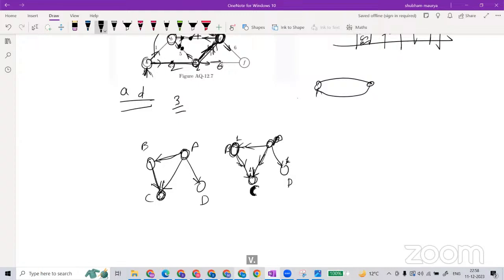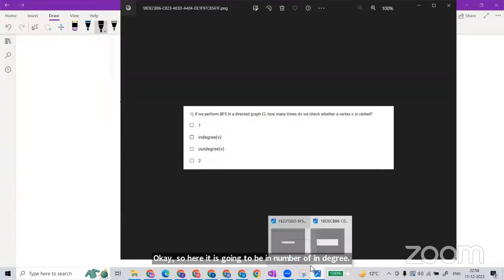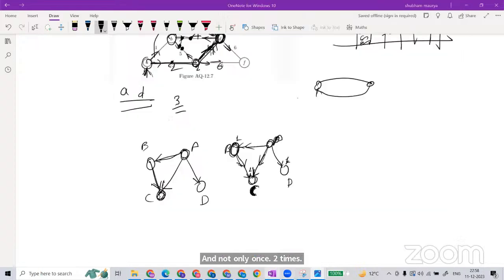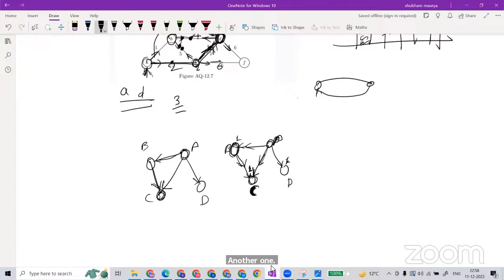So here it is going to be the number of in degrees. Not a fixed number like 1 or 2, but the number of visiting times is the in degree. Here it is an MCQ, but still it is the number of in degrees, and not only once. Even if it is at level 1, from level 1 to any level. What is the level of this one? Here is already visited, no? No, it is just a visiting. I am visiting this one.